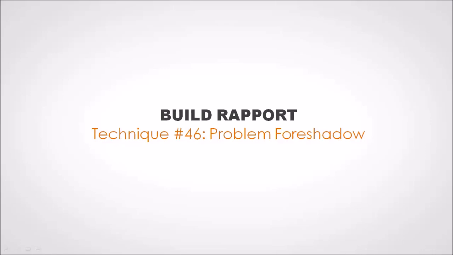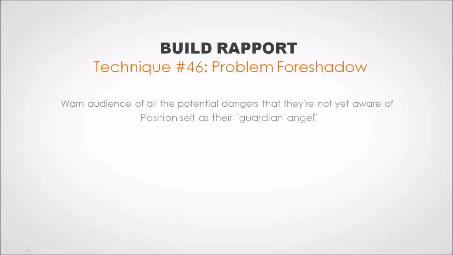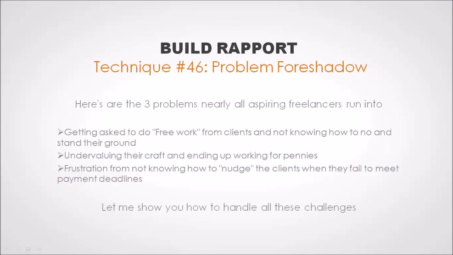Technique 46, problem foreshadow. You want to warn the audience of all the potential dangers that they're not yet aware of to position yourself as their guardian angel. For a freelancing topic, we can say something like this. Here are the 3 problems nearly all aspiring freelancers run into: getting asked to do free work from clients and not knowing how to say no and stand their ground.